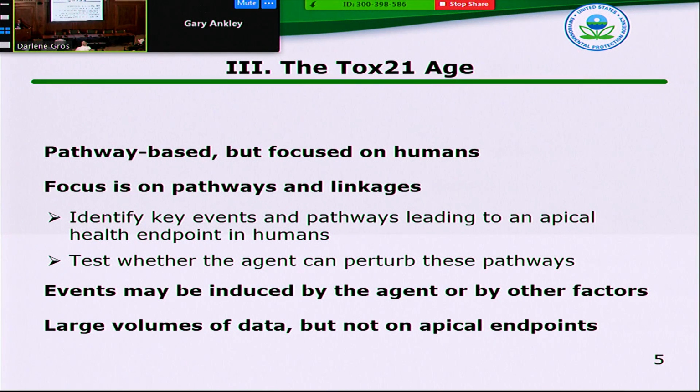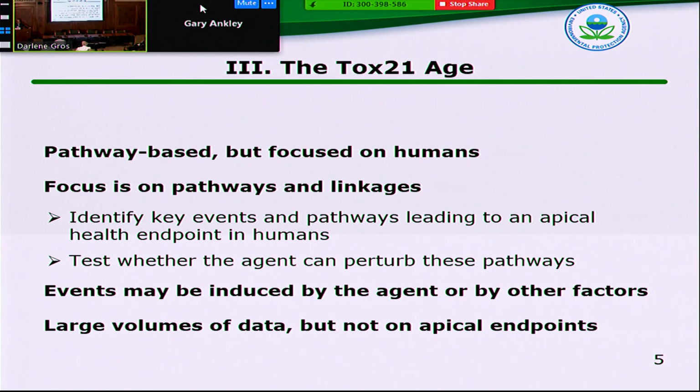Where we're going right now is pathway-based, and I will accept Martin's correction that this really should be network-based, basically networks of pathways, and we have multiple ways to get to an apical endpoint. But basically, the focus is not on apical endpoints, but on pathways and linkages. And we're identifying key events and multiple pathways that might lead to an apical health endpoint in humans. And then we test whether the agent can perturb those pathways.